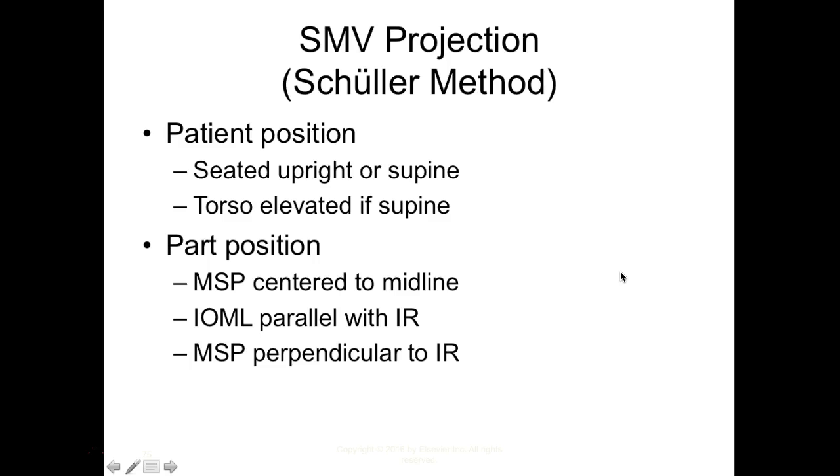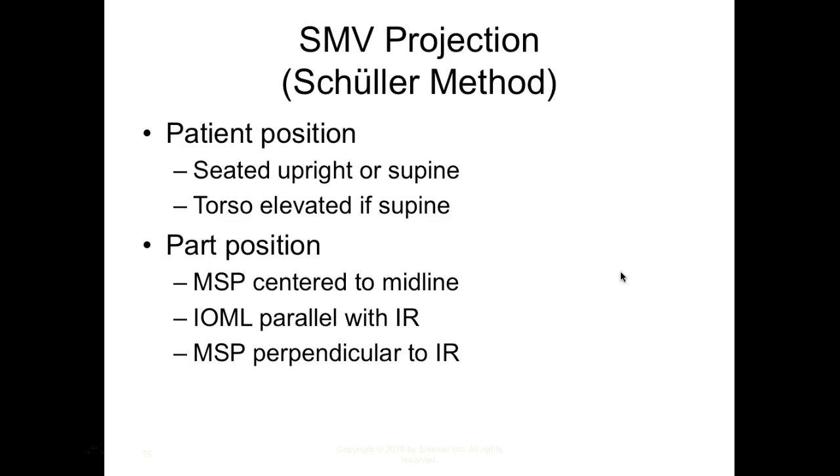All right. This is your last projection. This is your SMV or the Schüller method. So the patient is seated or upright. So be careful if the patient is seated or upright. You need to be really careful with the patient. If they're laying down, if they're supine, you need to make sure that the torso is elevated.